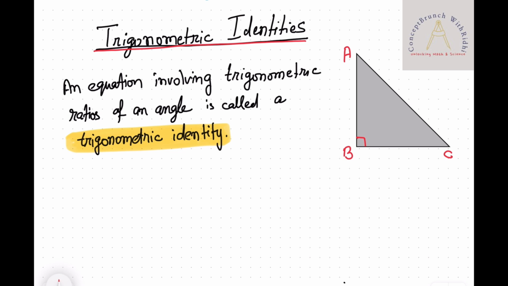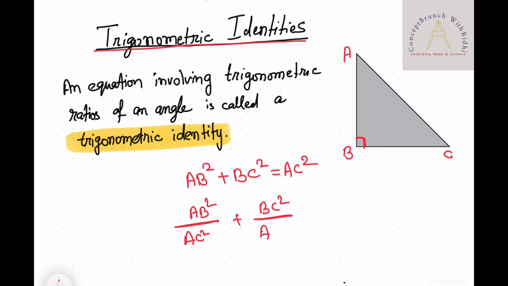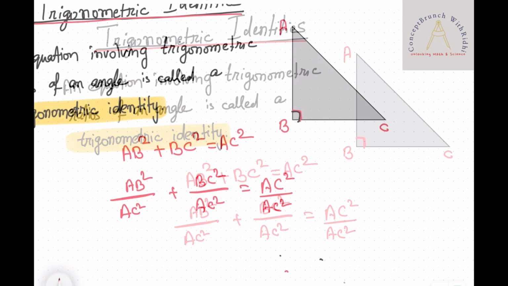In this triangle ABC, right angled at B, we apply the Pythagoras theorem, so we can write AB square plus BC square equal to AC square. Divide each term by AC square. So AB square divided by AC square plus BC square divided by AC square equals AC square divided by AC square. So let us approach the angle A.